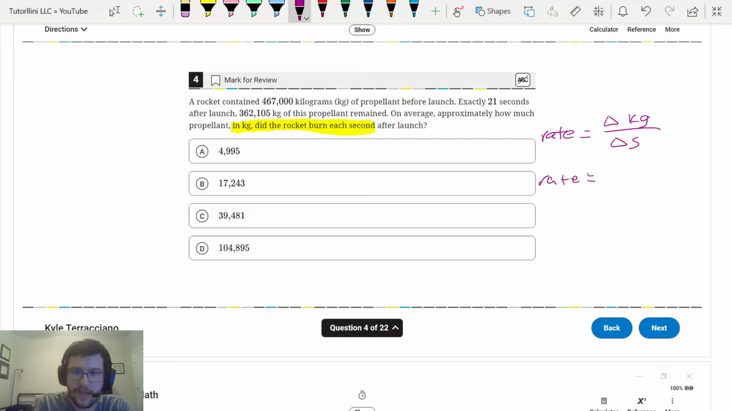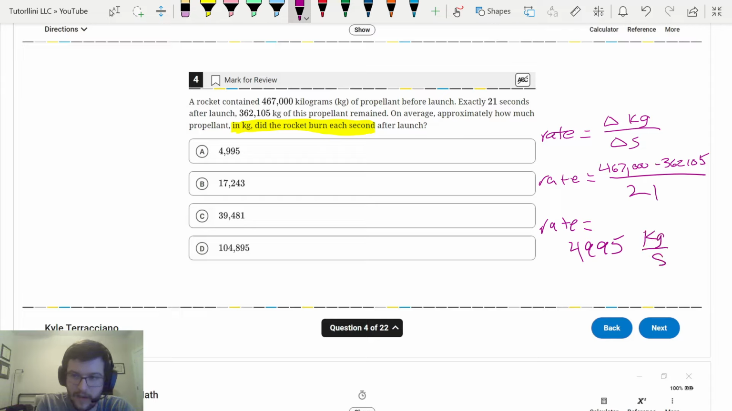So the change in kilograms is 467,000 minus 362,105. And the change in seconds, it says exactly 21 seconds after launch. So 21 minus 0, so just 21. And that gives us, if you type that in a calculator, 4,995 kilograms per second.